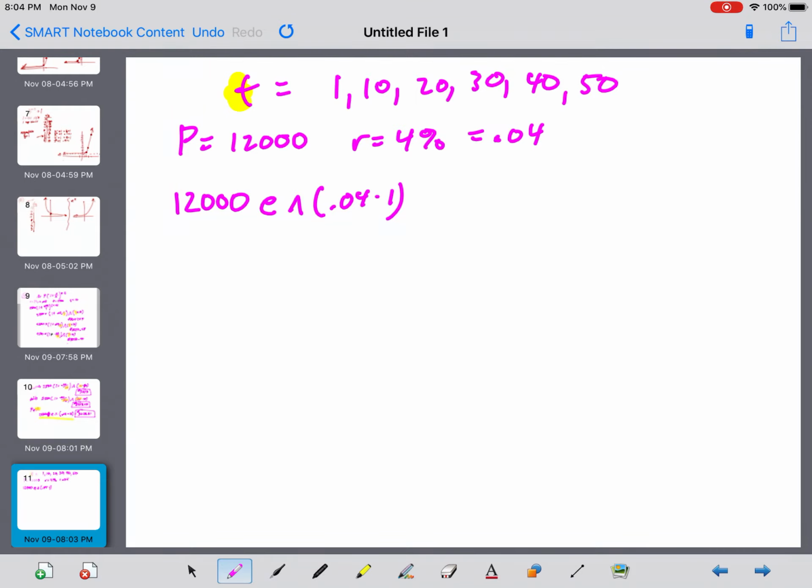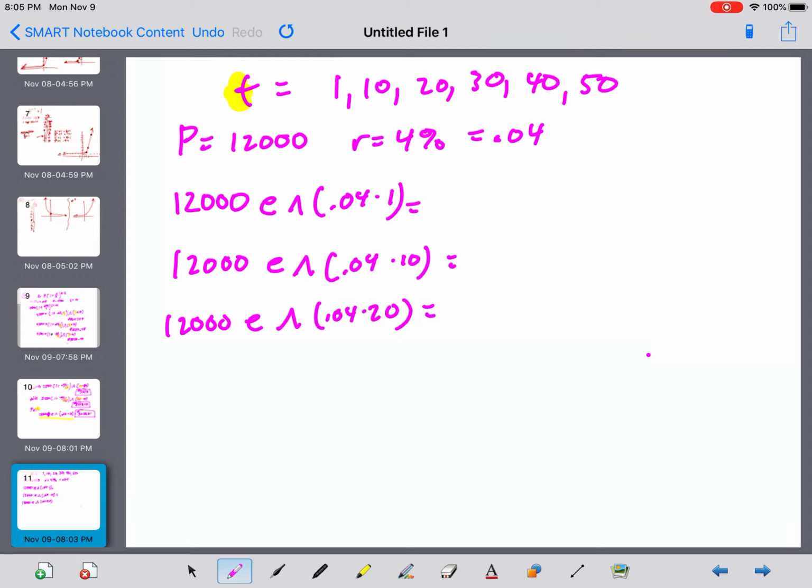All right, gotta make sure you put parentheses around that. And then you're going to do it for 10 years. So it's 12,000 times E raised to the 0.04 times 10. And then it's 12,000 E raised to the 0.04 times 20 years. So you can kind of see it just keeps changing here. You could put a times in between the 12,000 and the E, but your calculator will know that you're multiplying the 12,000 times the E raised to power.